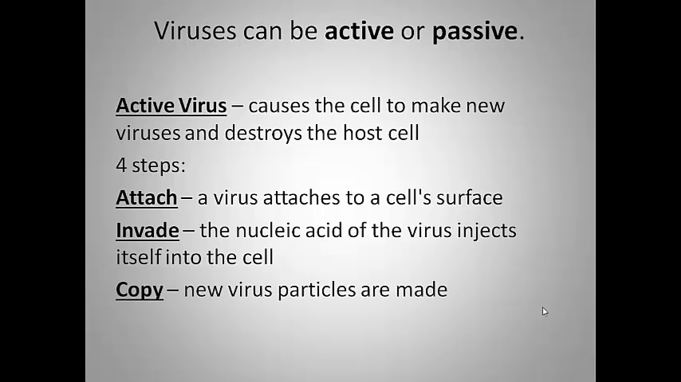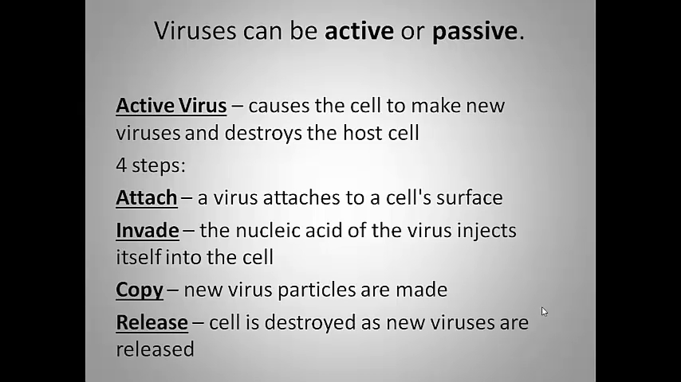Copy. The new virus particles are made. They make copies of the original. And then they expand and expand and expand until the cell can hold them no longer, and they burst and release. The cell is destroyed as new viruses are released, and they go on to other cells and continue this process over and over and over again. That's an active virus. 4 steps on how they function.